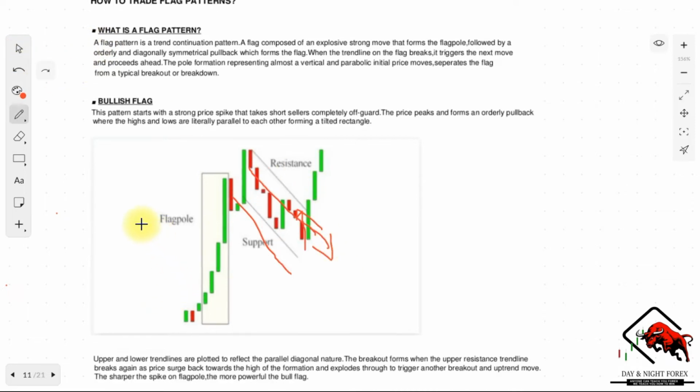One key thing that you need to notice about this pattern is that the sharper the spike of this flag pole right here, the more powerful the bull flag actually is. So it's very, very key to know that. The sharper it is, the more powerful this bull flag is.